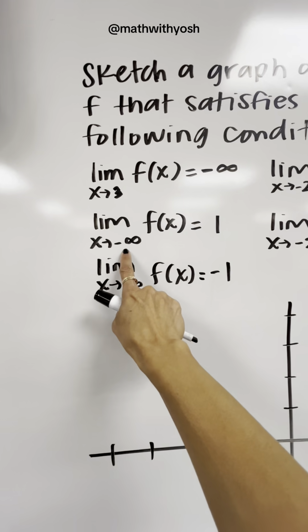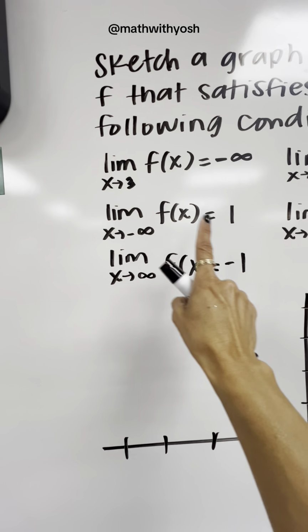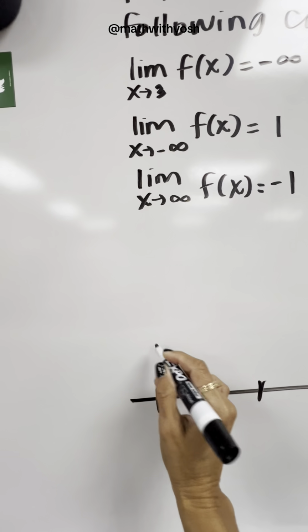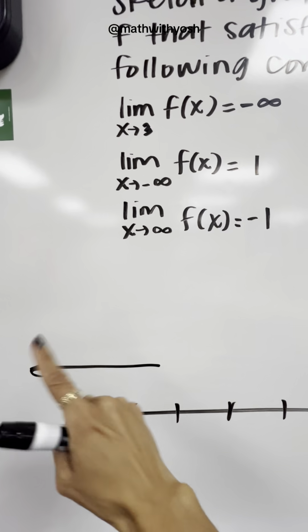All the way to the left would be the statement here. It says as x approaches negative infinity, the graph is approaching a height of 1. So I'm just going to draw a really informal line that's going to a height of 1 to the left.